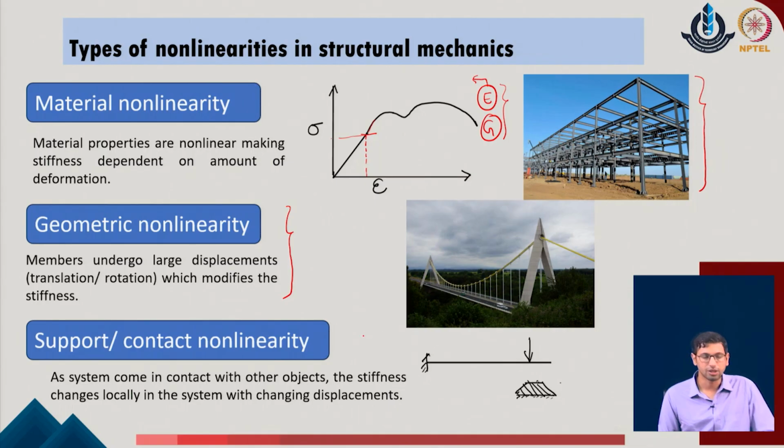The third type of nonlinearity which can exist in the system is the contact nonlinearity, or the nonlinearity due to the support conditions of the given system. Whenever two objects interact with each other, they have a contact with each other. So, at the contacting boundaries the system has a change of stiffness, and this typical change of stiffness is considered as a contact based nonlinearity in the given problem.